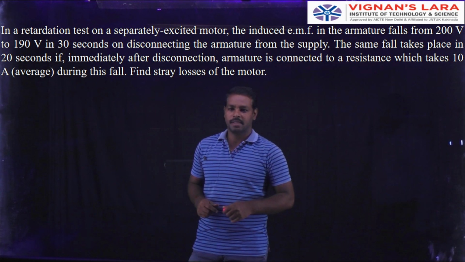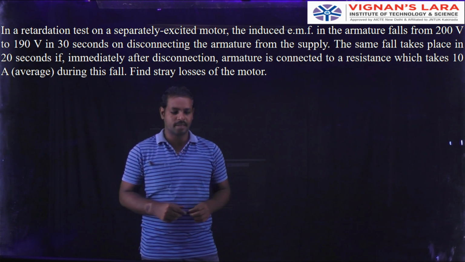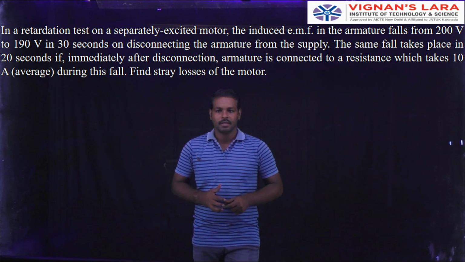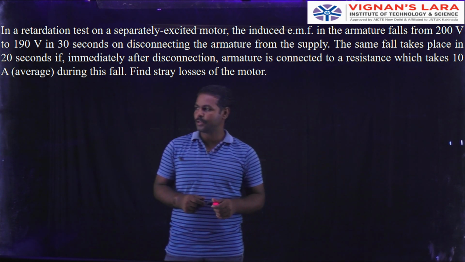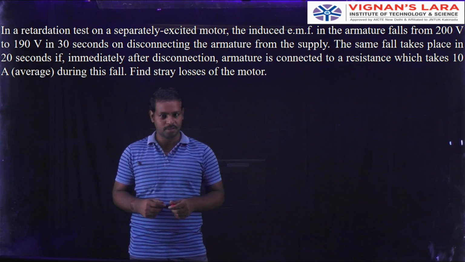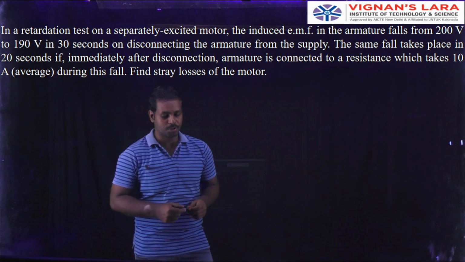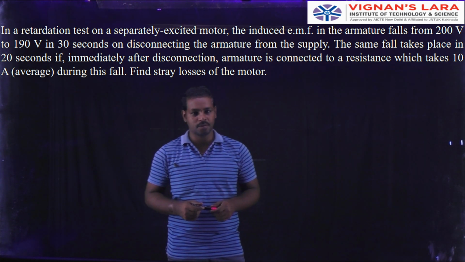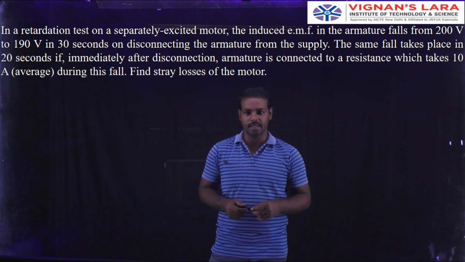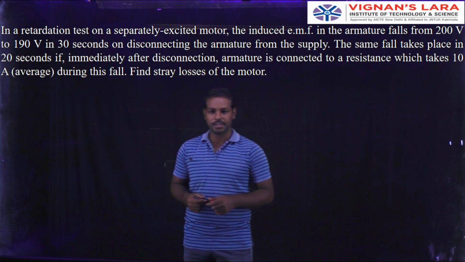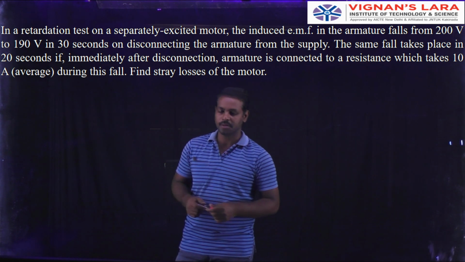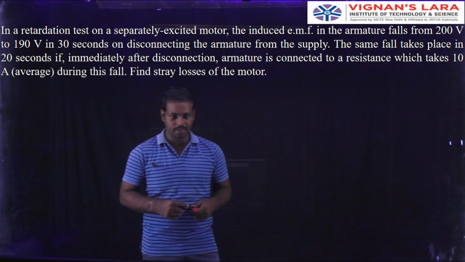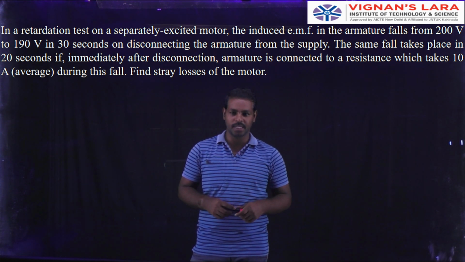So last class we were discussing the retardation test. In this test we can find out the stray losses. The stray losses are calculated by using this expression: W = 0.011 × I × N × dN/dt. Here I is the moment of inertia of the armature, N is the speed of the armature, and dN/dt is the change in speed divided by the change in time.